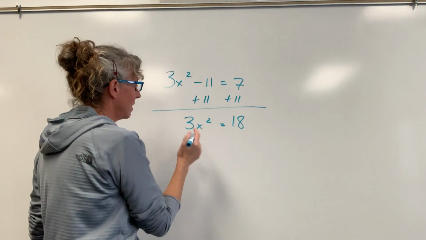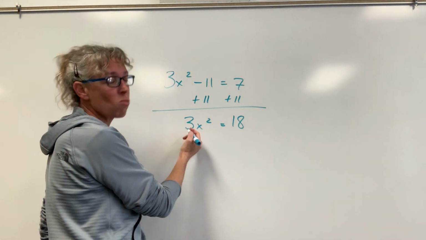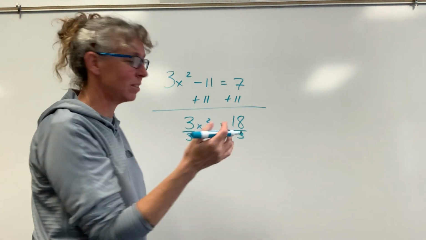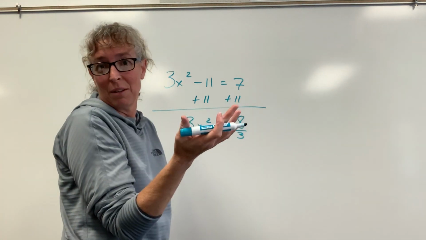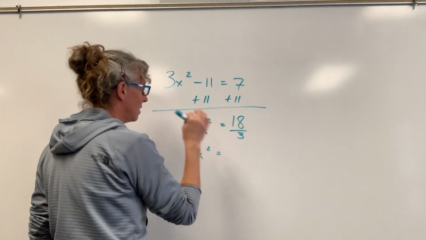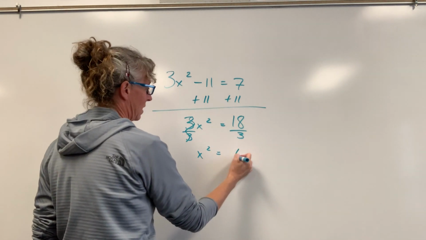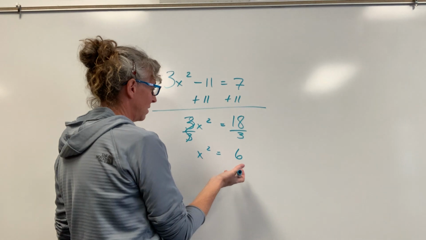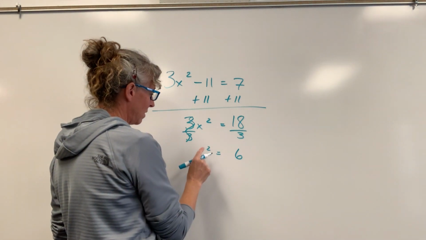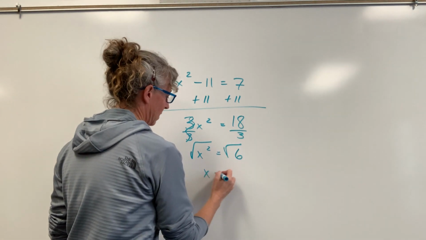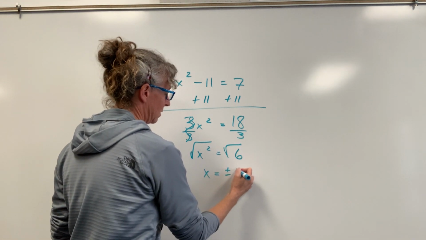All right, how do I get rid of the 3? Divide by 3. I'm just pretending you're here and answering my questions because then I feel like it's a little bit normal. Okay, x squared equals, what's 18 over 3? 6, I think. See, when you're not here, I have no idea if I'm doing it right. 6. Okay, now how do I get rid of a square? Square root. X is going to be plus or minus square root of 6.